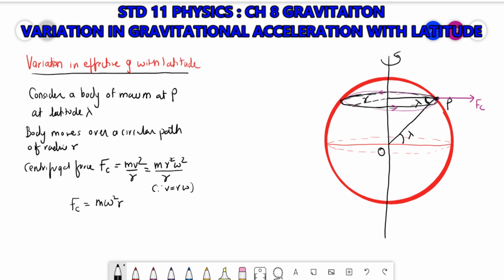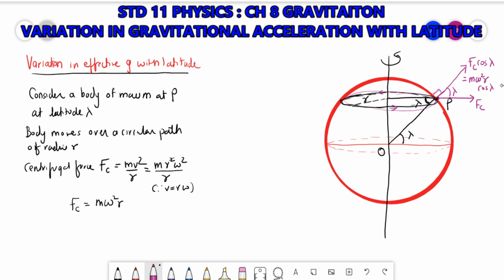So if I take the direction of OP, the effective component of centrifugal force radially outward, this angle will be lambda, so this will be Fc cos lambda towards OP in the outward direction, which means I can take it normal to the surface of the earth. That is acting outside, and this Fc cos lambda I can write as m omega square r cos lambda. That is the force acting outward.